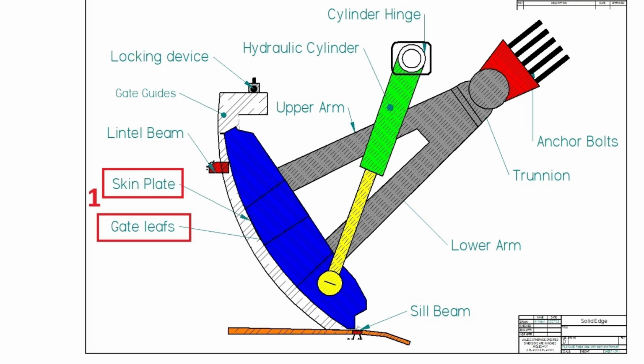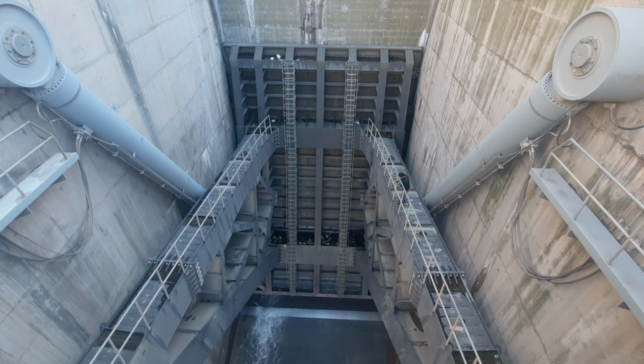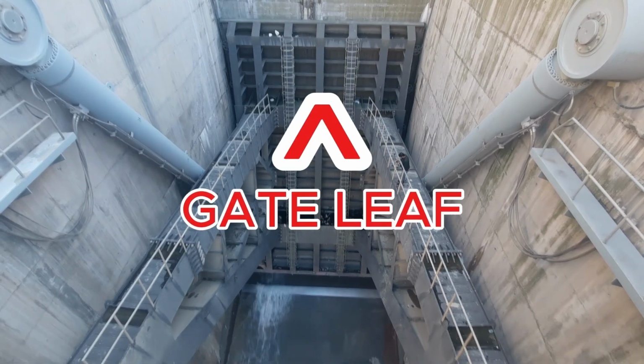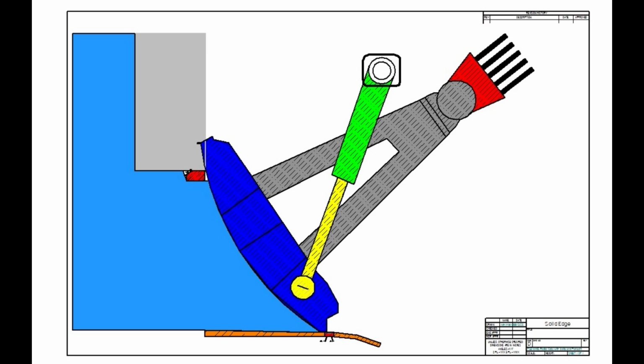1. Gate leaf and skin plate. The gate leaf is the main curved structure that blocks or allows water flow. The skin plate is the outer surface of the gate leaf, designed to withstand water pressure. Together, they form the barrier that controls water movement. The curved shape helps distribute water load evenly, making the gate stronger and more efficient.